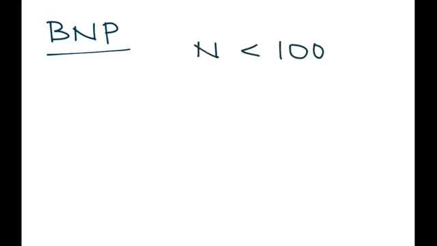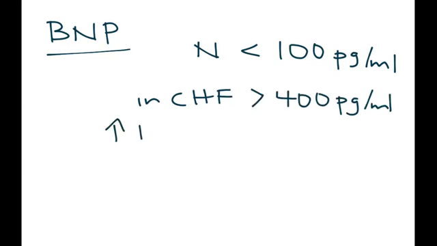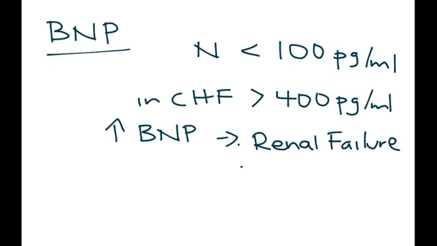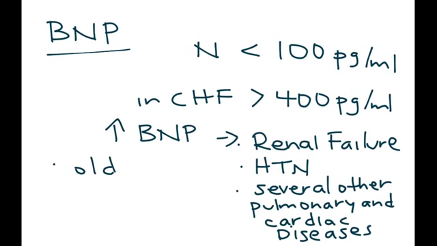So now let's go back to our BNP, our B-type natriuretic peptide. Normal value for BNP is less than 100 pg per ml, and in CHF it will be greater than 400. Now what's important to remember is that BNP can also be high in several other medical conditions. Renal failure. BNP can also be high in hypertension. It can be high in several pulmonary and cardiac diseases. It can also be high in older patients, in female patients, and patients with liver cirrhosis.